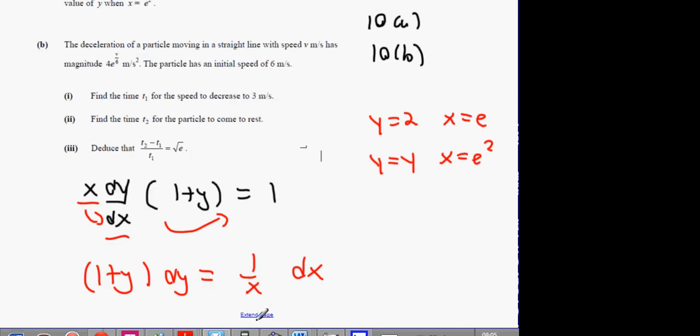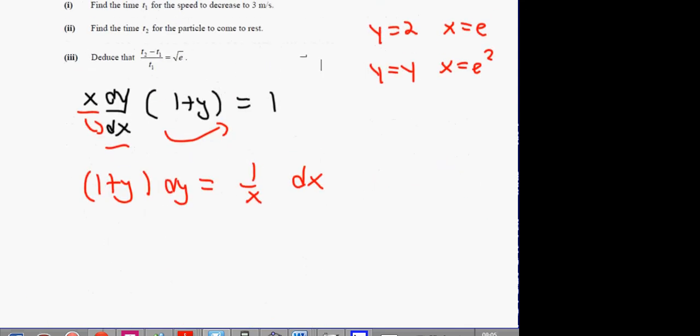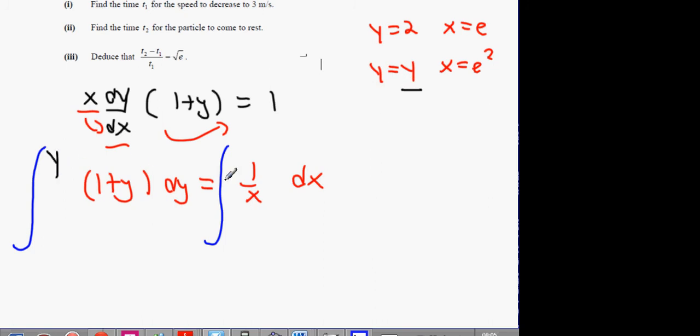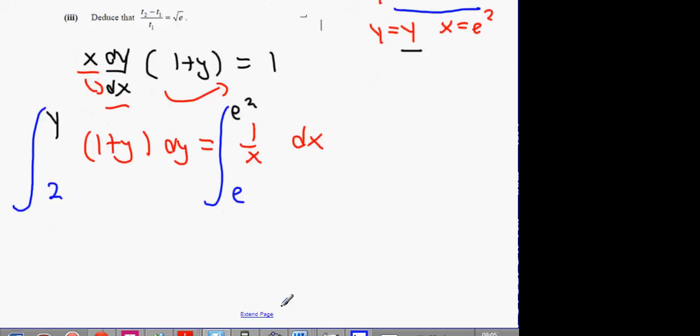Okay. So what I did here was I'm going to integrate both sides. I'm going to match my limits. Now, whatever my target is, I usually like to put that at the top. And then the ones that I have the full set of information for, I like to put on the bottom. So that's going to be e, and that's going to be 2. Okay? Going to integrate.